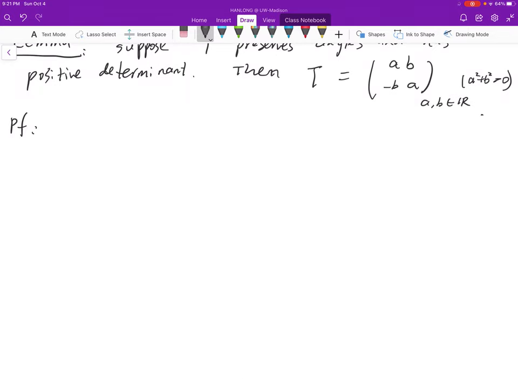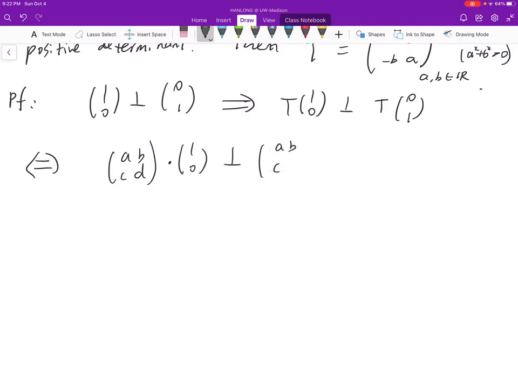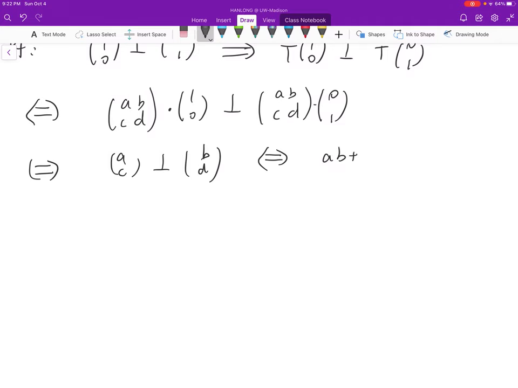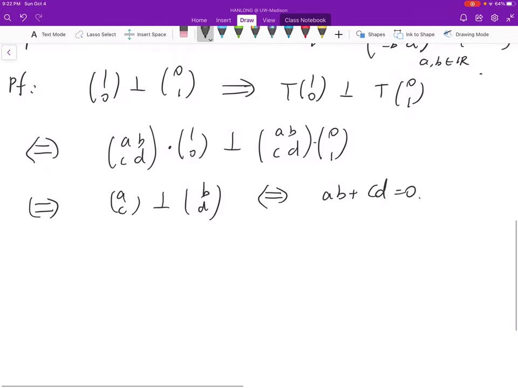Proof. Because the vector 1, 0 is perpendicular to the vector 0, 1, and T preserves angles, then T(1, 0) is perpendicular to T(0, 1). If you plug in the formula, then you have the matrix A, B, C, D times 1, 0 perpendicular to A, B, C, D times 0, 1, and then you have (A, C) perpendicular to (B, D). Therefore, AB plus CD equals 0.